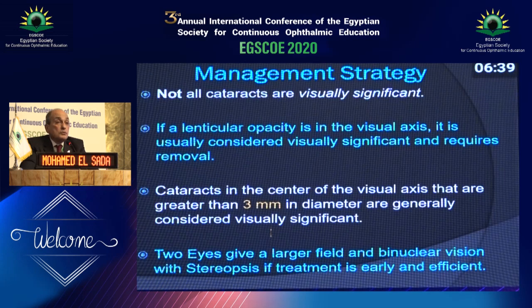ان not all cataracts are visually significant، ممكن دول ما يبقوش لان ده حصل sporadically. اذا كانت اللينتيكولار opacity دي موجوده في الفيجوال اكسس مش peripheral، it is usually considered visually significant لانها موجوده في المركز and requires removal إلا لو كان حجمها صغير. الكاتاراكتس اللي موجودة in the central of the visual axis and are lesser than 3 mm، يعني 1.5 2 mm، بتشوفهم بالريد ريفلكس بصعوبة سيبهم. أنا شفت أطفال كبروا ونظرهم 6 9 و6 6، don't touch it. لازم يبقى central axis ولازم يبقى كبير.